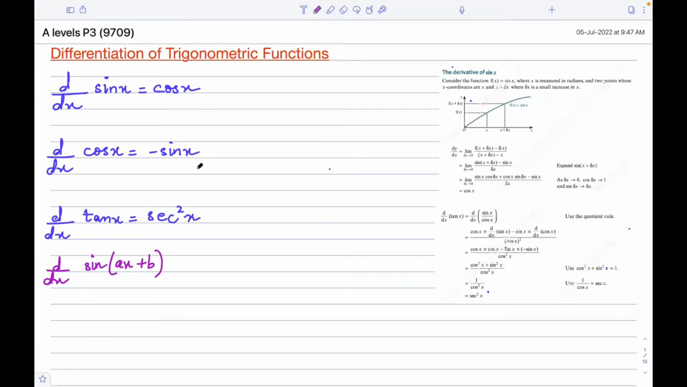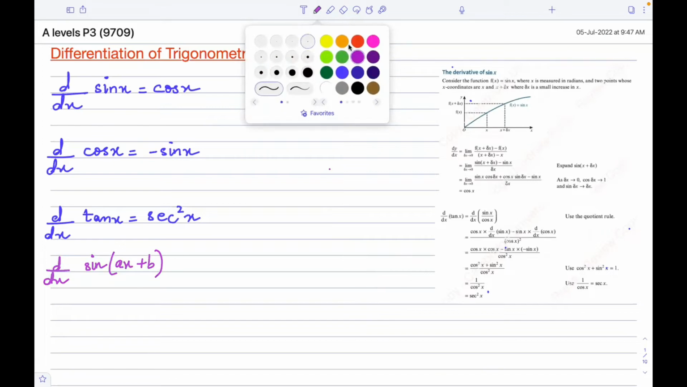Hi everyone. In this video, we'll be going over the differentiation of trigonometric functions. The basic thing that we must know is that the derivative of sine x is cos x. The complete derivation is given on this side, but as it is not part of our syllabus, we don't have to go over it.